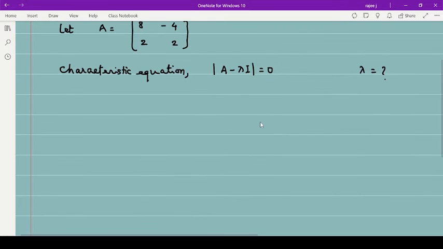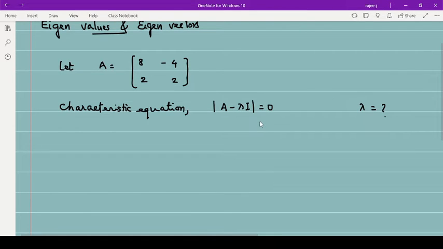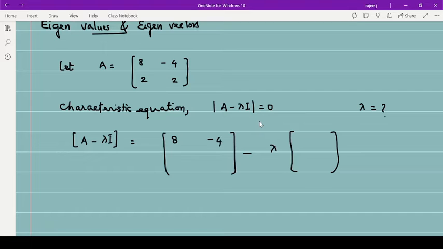So to get that, the lengthy method is like this. To get determinant of A minus lambda I equal to 0, firstly we will consider the matrix A minus lambda I. Here I will go a bit elaborate; later on we will directly write this step only. So A minus lambda I means A minus lambda into I. So this is 8 minus 4 2 2 minus lambda into I, where I is the identity matrix of order 2 by 2.